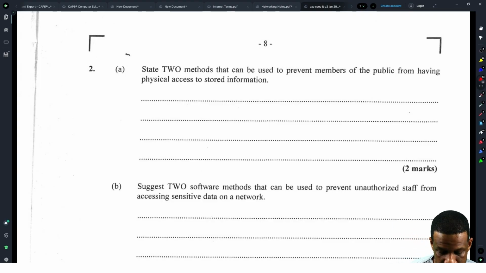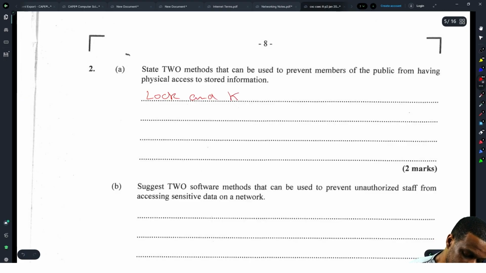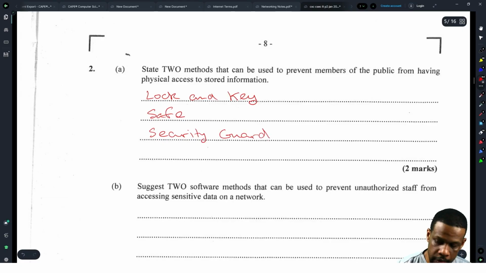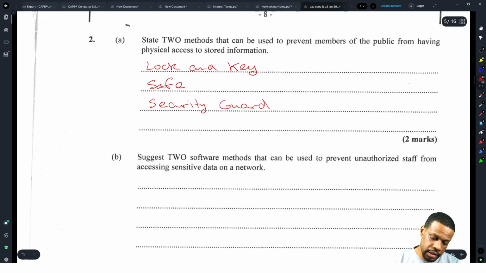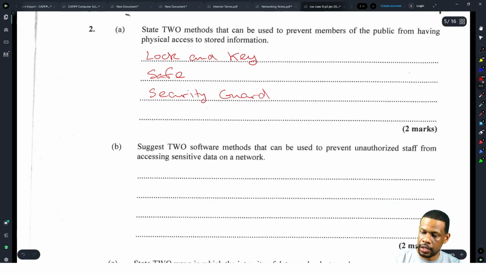Physical access. They could use a lock and key, or they could use a safe, or they could use a security guard, or they could have a dog. All right, yeah, that should be enough, right? 2. So that's physical access control.